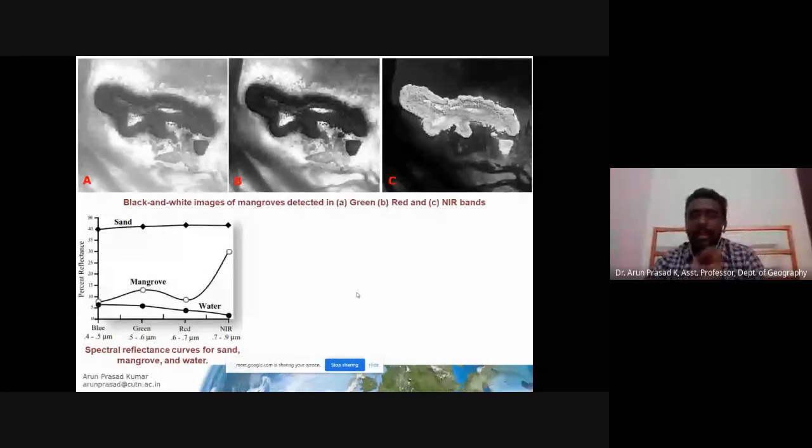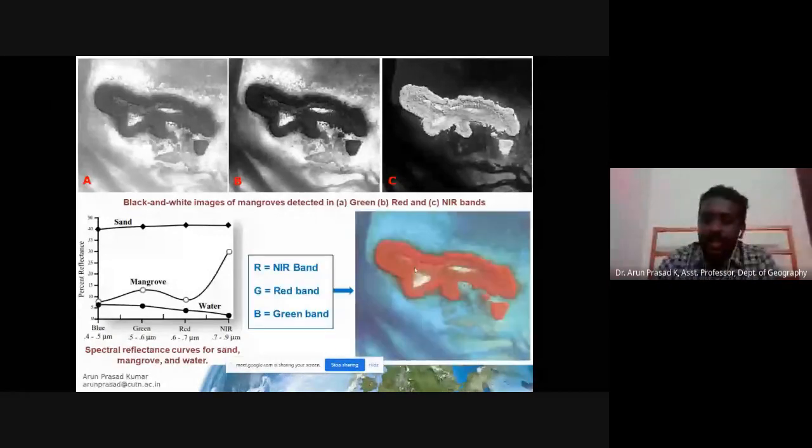When you combine these three images, we get an image like this. This is called a false color composite, because mangrove does not appear red in a true image, but combined in such a way it appears red. We have assigned red color to the NIR band, green color to the red band, and blue color to the green band. Since mangrove has higher reflectance in NIR, and we have assigned red to NIR, it appears red in color.